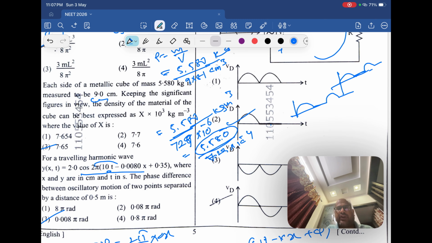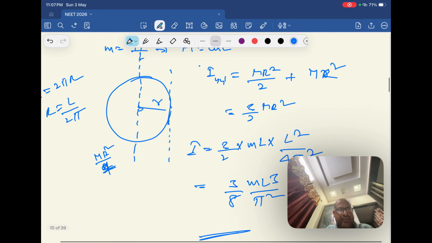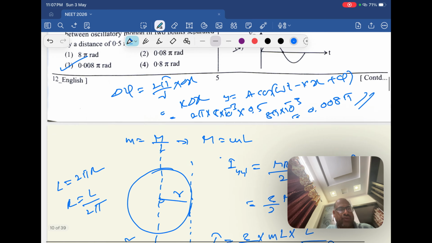Okay, full wave rectifier, what happens? Both cycles will get output like this format. Okay, right. And next we can see here, next question.